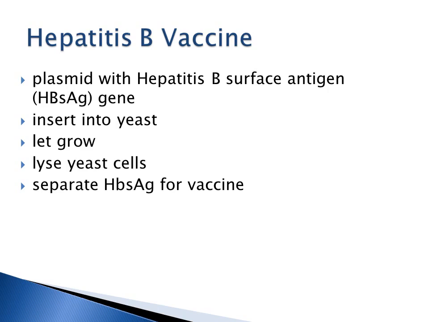Here's another example of how the Hepatitis B vaccine is made. You would take a plasmid and insert the hepatitis B surface antigen gene into it to make your recombinant plasmid. You would then insert that into a cell that rapidly multiplies. In this instance, it's a yeast cell. You let that grow, you then lyse your yeast cells, and you then purify your hepatitis B surface antigen so that you can use that for the vaccine.